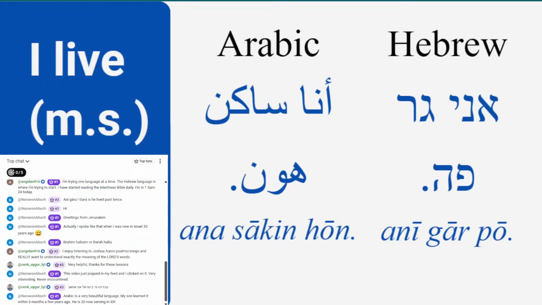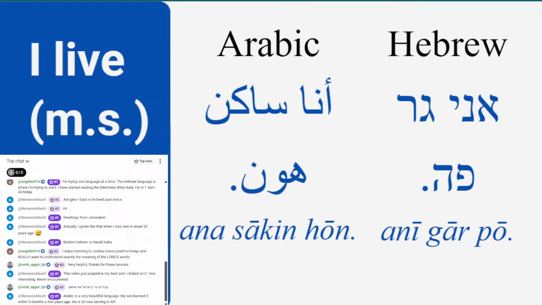I'll give you guys an example. If you take the word sakin here. Sorry, I'm not showing you. Let's do this. There we go, now you can see it. If you take this word sakin, what happens is that, generally speaking, when Arabic has the letter sin, which is what this is, it becomes shin in Hebrew.